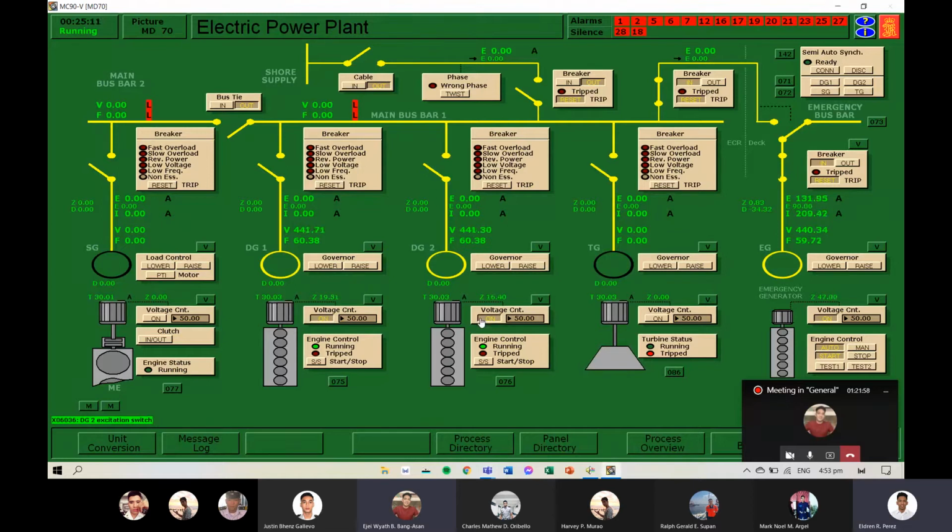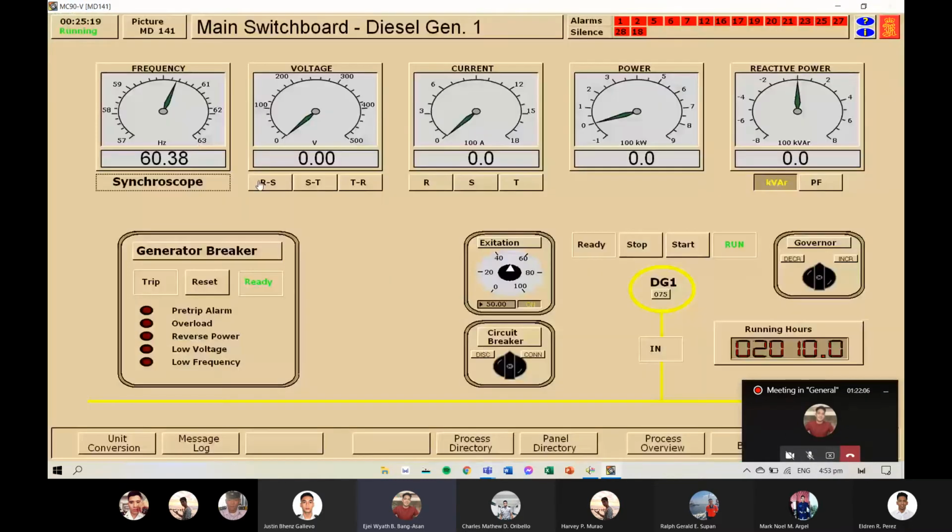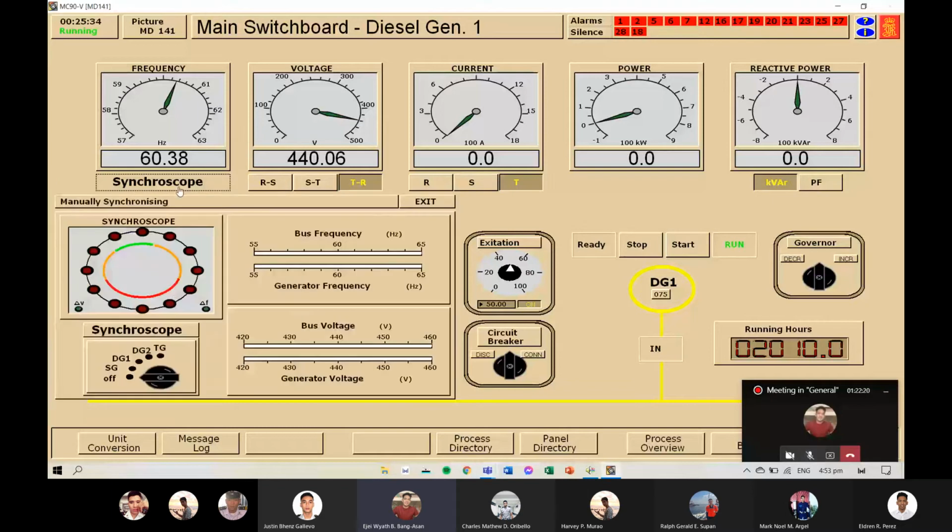Okay. Next. Chief Engineer Perez, sir, go to Directory 141, main switchboard diesel generator 1. Check the frequency and the voltage by pressing either RS, ST, TR, and current by pressing either R, S, T. Next. Chief Engineer Perez, sir, press synchro button and select diesel generator 1, then close the breaker. Done.